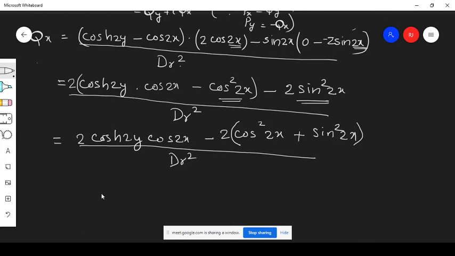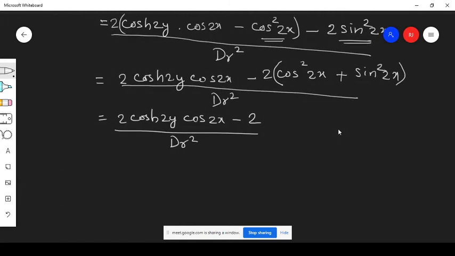Okay, so now this is equal to 2 cosh 2y cos 2x minus 2 into (cos² 2x + sin² 2x), which is what? Right, the answer is 1. So cos² 2x plus sin² 2x is 1, so 1 into 2 is 2 here, divided by the denominator squared. Okay, so that is our qx.